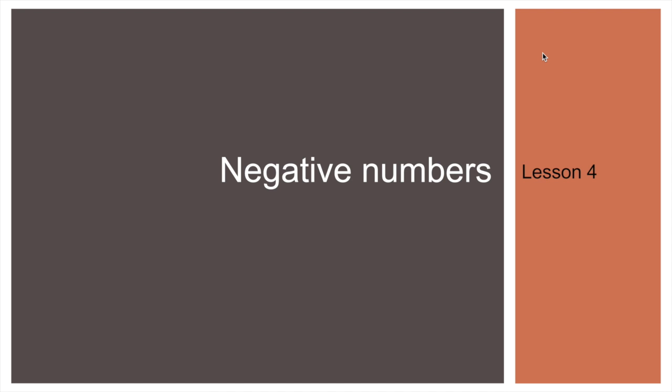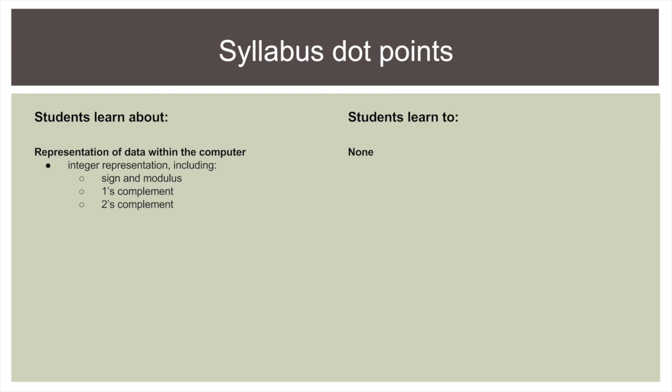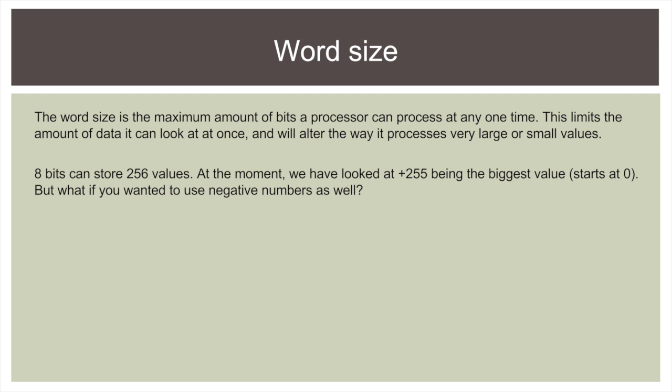Hi, and welcome to Software Design Development, Option 2, Lesson 4, another part of Lesson 4, negative numbers. Here are the dot points, pause if you'd like to read them. And this lesson is about representing negative numbers.